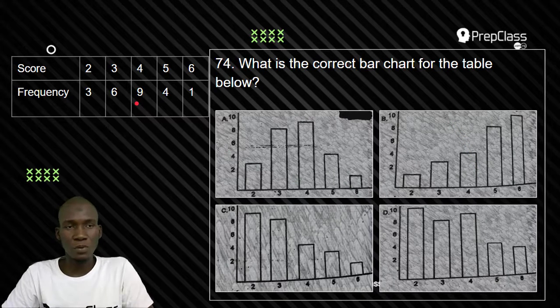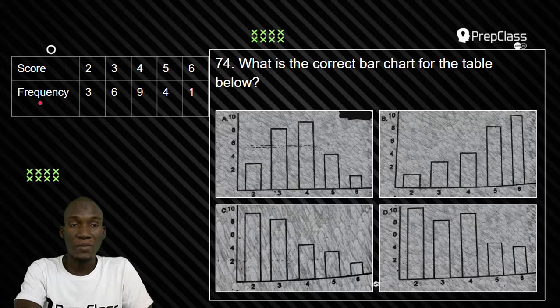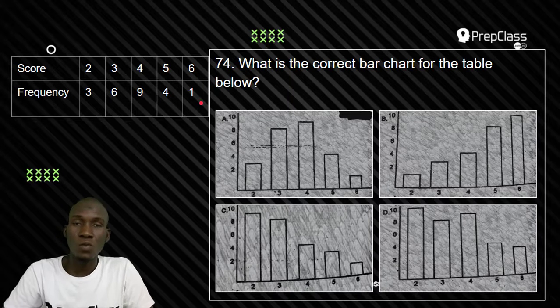Now let's look at the table. We have score and frequency. For a score of 2, the frequency is 3. For a score of 3, the frequency is 6. For a score of 4, the frequency is 9. For a score of 5, the frequency is 4. For a score of 6, the frequency is 1.